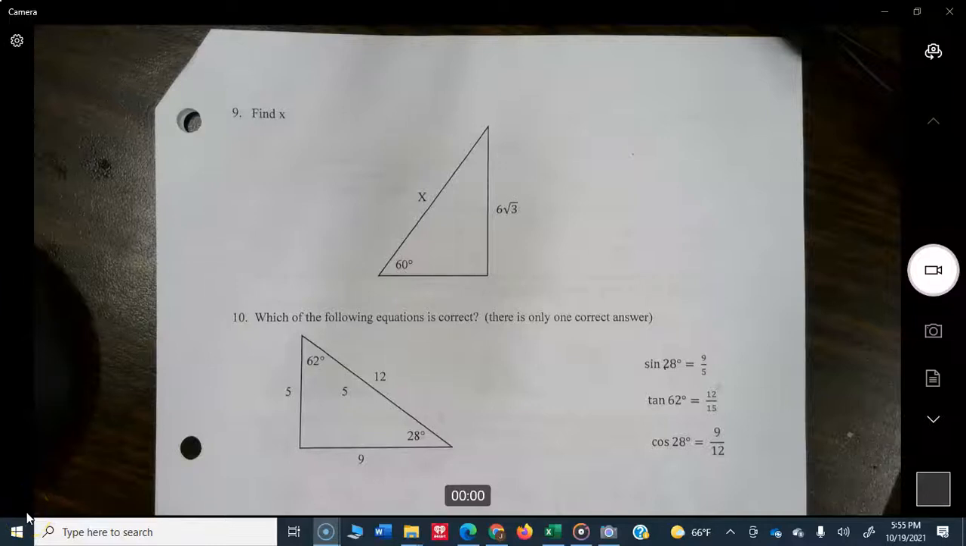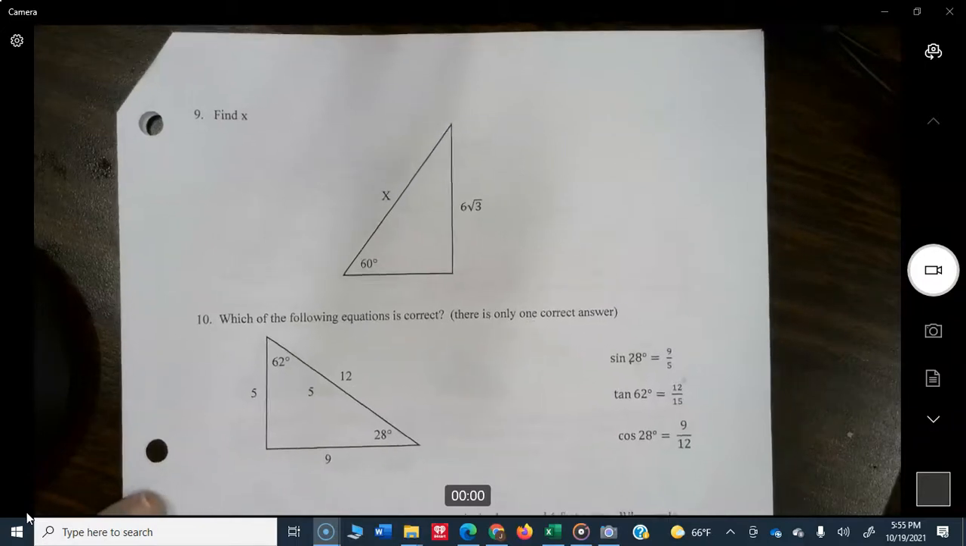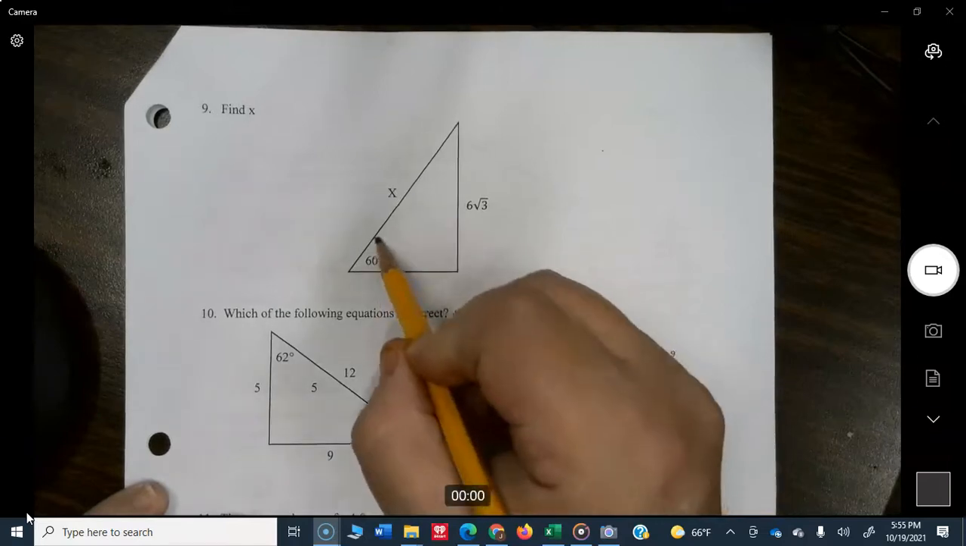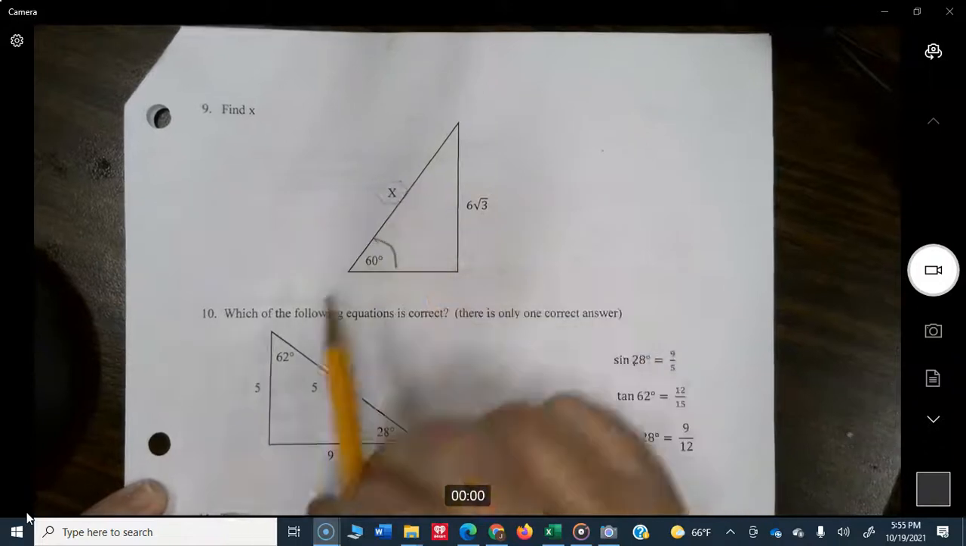Okay, Integrated Math 2, I'm going to continue with the review problems from today. This is Tuesday, October the 19th. We left off with number 8, and now we're going to pick up with number 9. You have an angle and a side, so you have to label your sides first. You want to find out what x is.